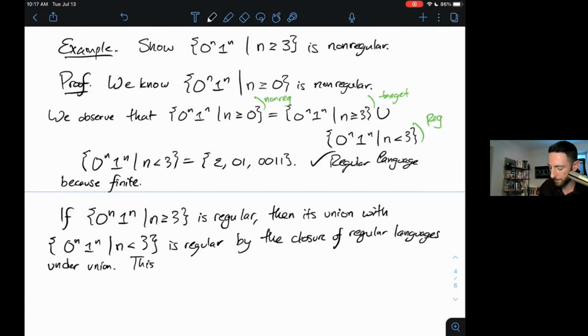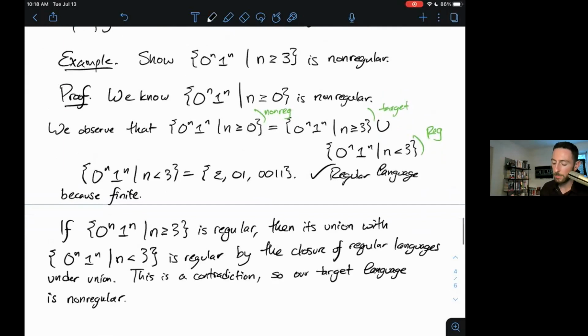This is a contradiction, because we already know that the union of these two languages is non-regular. So our target language is non-regular. So we were able to show that this language was non-regular by showing that its union with a regular language was non-regular. And this trick will work for all of the regular operations.